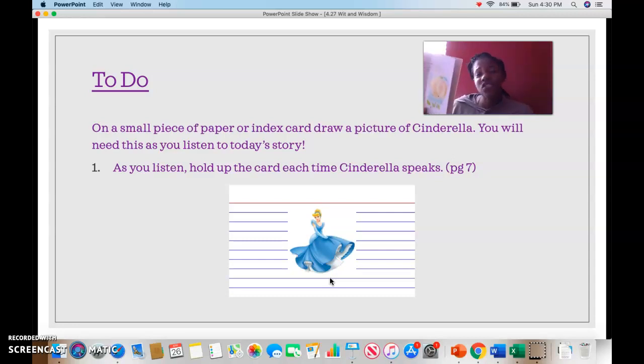How many times did you hear Cinderella speak? Two. You're absolutely right. Cinderella first says, "I wish, oh, I wish." That should have been a thumbs up because our main character is talking. Then at the end of the page, she says, "Oh, yes," sighed Cinderella. That should be another thumbs up.